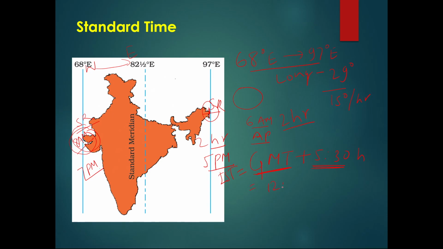So if this is 12 noon, then it will be 5:30 p.m. in India. Why 5:30 p.m. only? This is the span of 30 degree, right? So we have taken a standard in between. Okay, in between we have taken a line which is equidistant from this and this. So you can see it here.